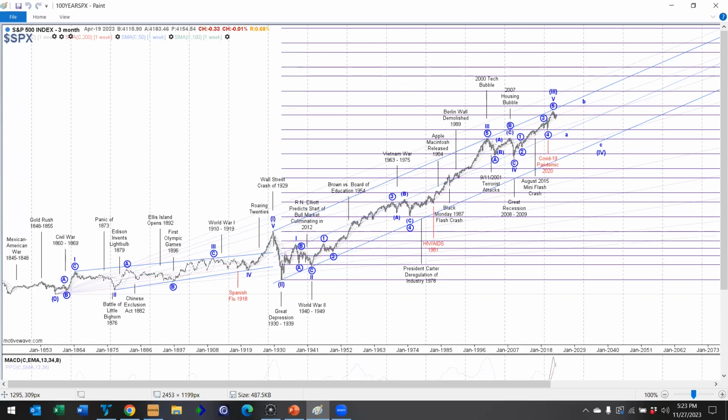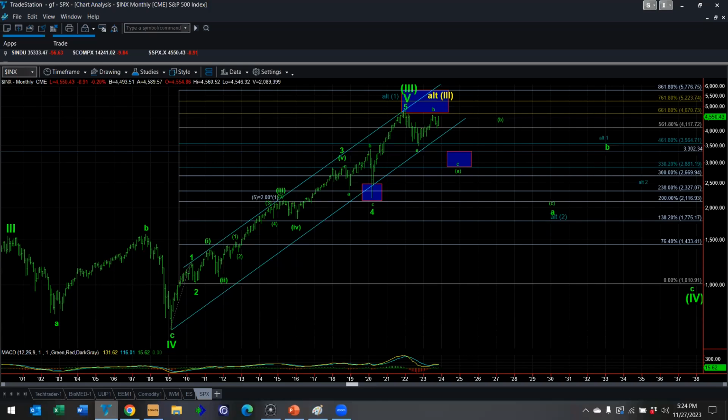Keep in mind the tech bubble topped wave 3 of wave 3. And then we had wave 4 of wave 3 until 2009. So let's go into the chart. Okay, and here is my chart.